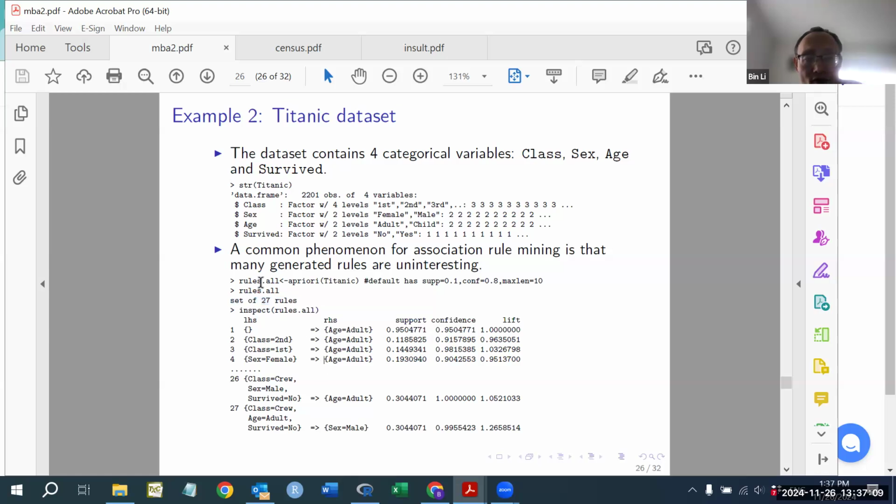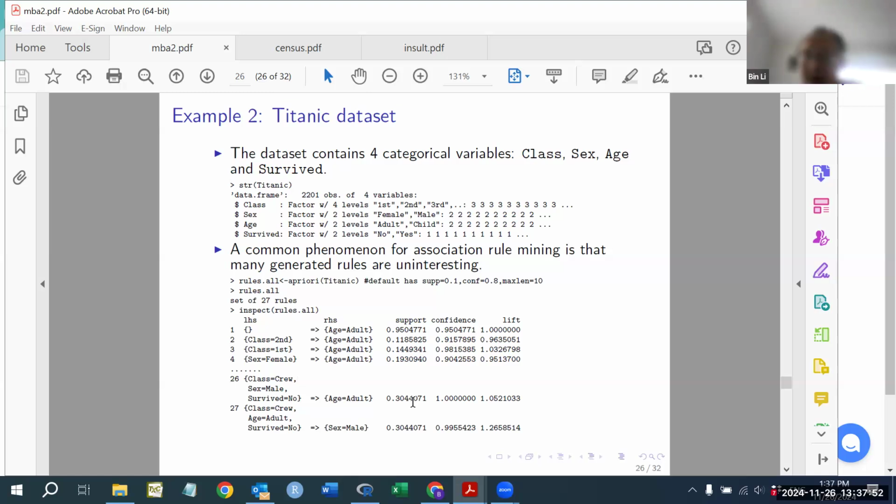So we have 27 rules, and the first rule has an empty set for the antecedent. It only has adult as the right-hand side, as the consequent. For this rule, the support is 95%. That means 95% of the passengers are adults. And the confidence is the same. So this rule is actually useless because you can see the left-hand side is empty. And also some other rules.